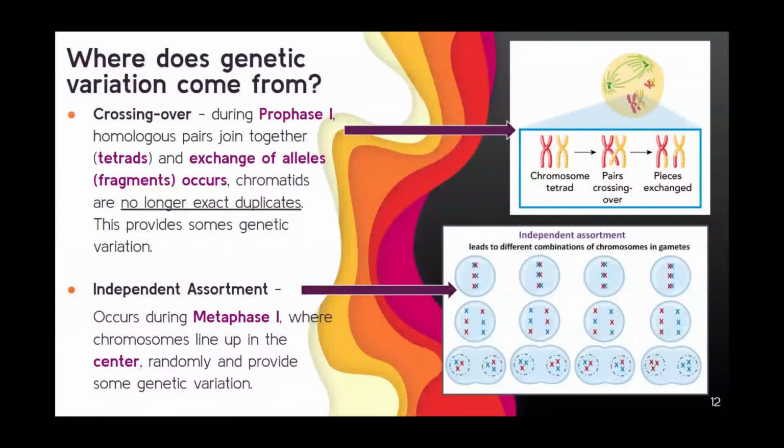Now, when I said that we will revisit crossing over and independent assortment, this is where we're going to. You'll have some questions about where genetic variation comes from. You do not look the same as your siblings. You're not all twins. Why? Because of these processes. These processes make you unique. We'll talk later about how twins occur, both fraternal and identical, but this is why you look similar to your siblings, but you do not look the same. Because you're made up of half of your mom and half of your dad.